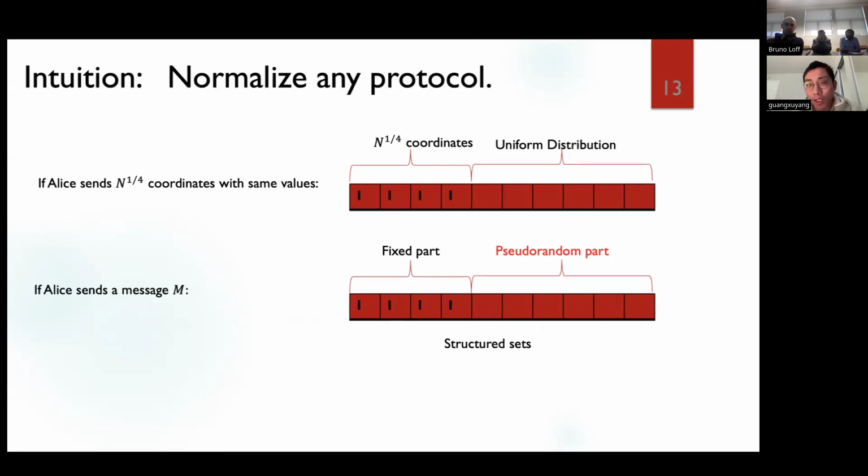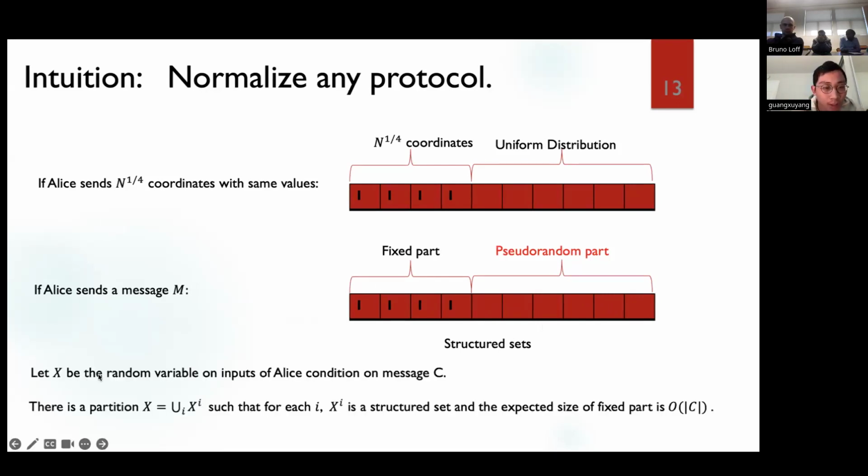So what we want is this: let X be the random variable of the input of Alice, conditioned on the message of Alice. Then there is a partition of X such that for each i, Xi is a structured state, that is, some fixed part and a pseudo-random part. And the expected size of the fixed part is bounded by the size of C. This is just an intuition.